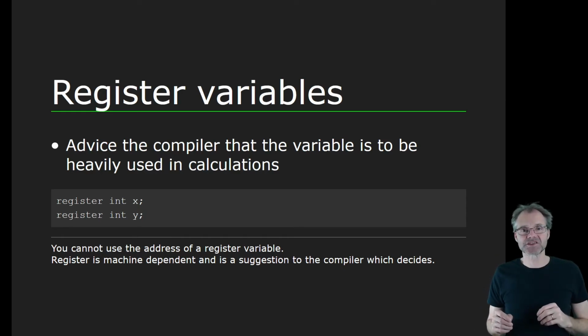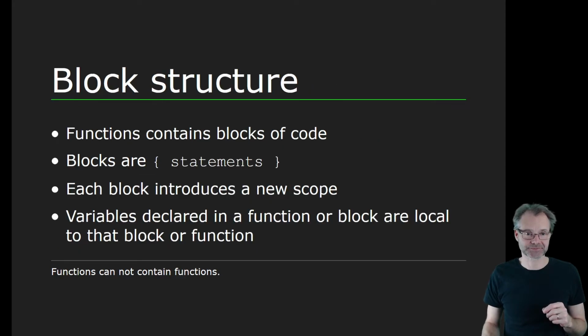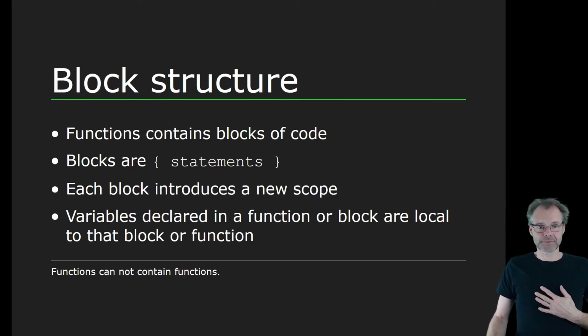Quick note on the register variables. These are used to advise the compiler that the variable is heavily used in calculations. So we put the register class, variable class in front of it. This is just a recommendation to the compiler, and we're basically saying, hey, I got a variable here that is heavily used in calculations now. So if you have the opportunity to put it in the register, I think it would be a good thing, but I won't force you. Basically, that's what it's saying.